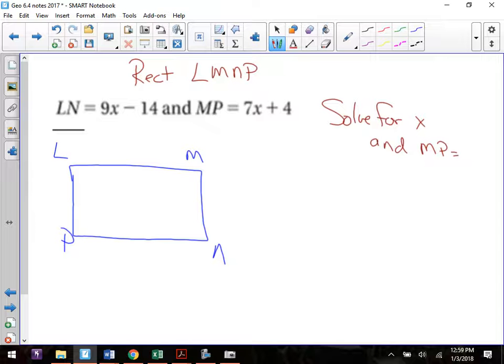Which then means that you have LN, which is a diagonal, and P is another. You've got to draw a diagonal, but you get the idea. Which means what has to happen for the diagonals to work? If it's a rectangle, diagonals are what of a rectangle? They're equal.